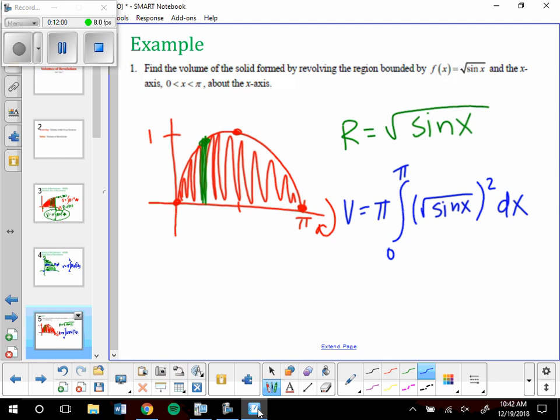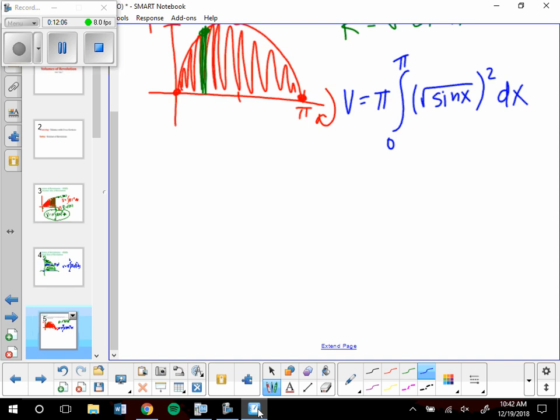For your homework and for a lot of your tests, I'll let you math 9 that. But this is actually pretty easy to do by hand, so let's practice. If we were to solve this one, how should we simplify it? Sine x. It's just sine x.